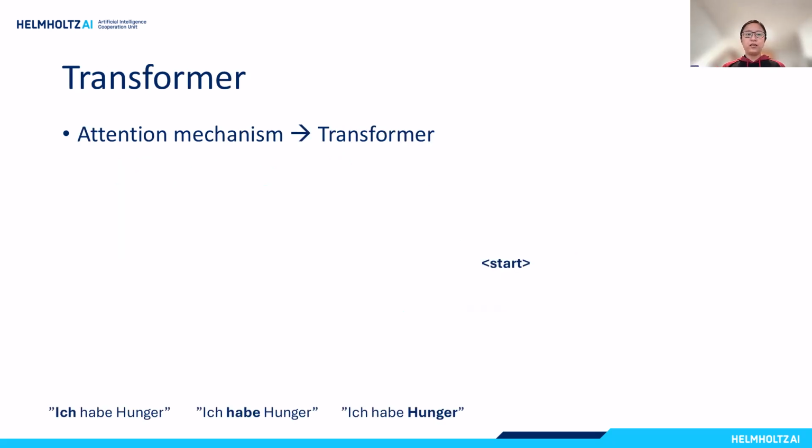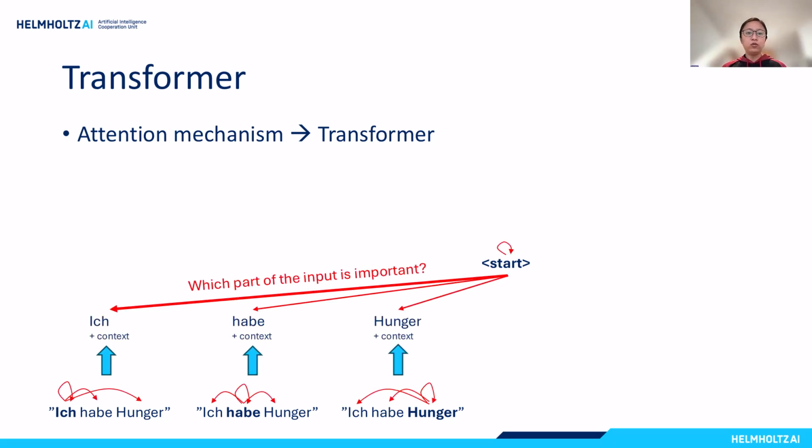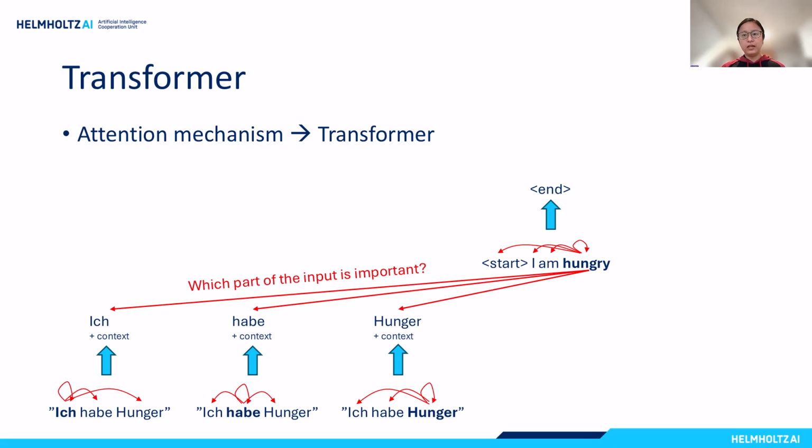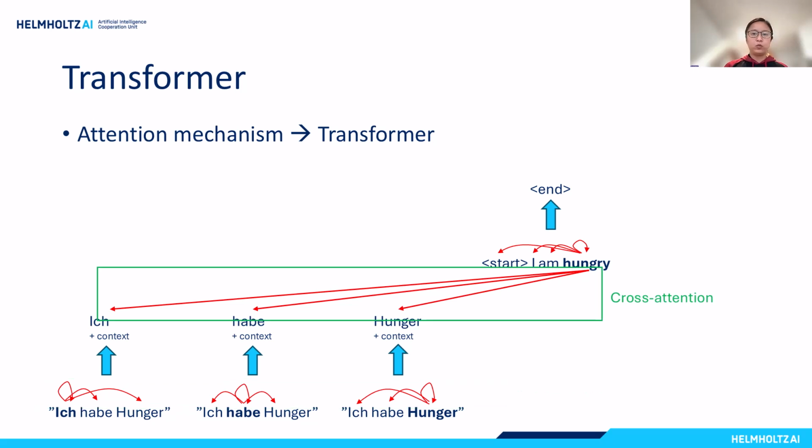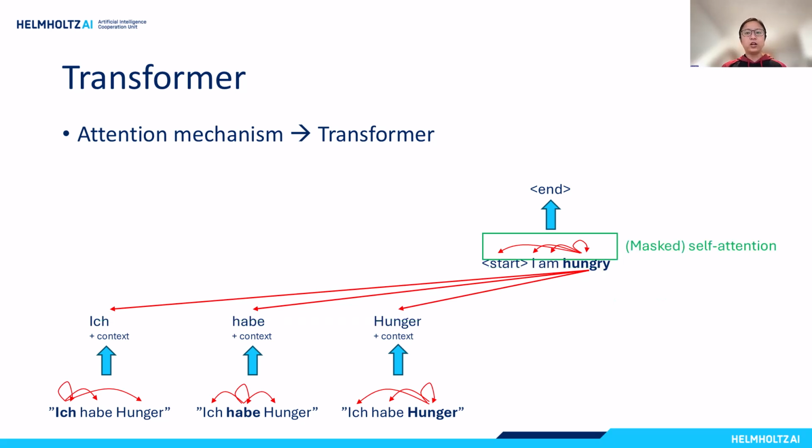Instead of processing things in order, they look at everything at once and decide which parts of the input are important. This mechanism inside the transformer is called attention. There is attention to self, called self-attention. There is attention between the past output to input, called cross-attention. There is attention between the past outputs, also called self-attention, but for training we have a trick called masked self-attention to focus only on the past outputs.